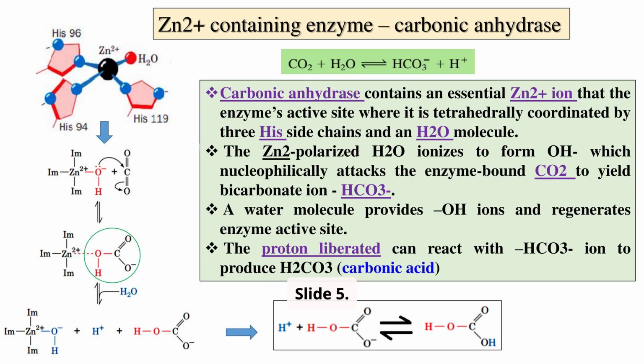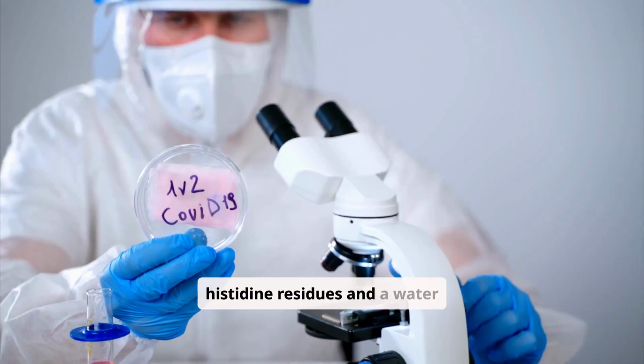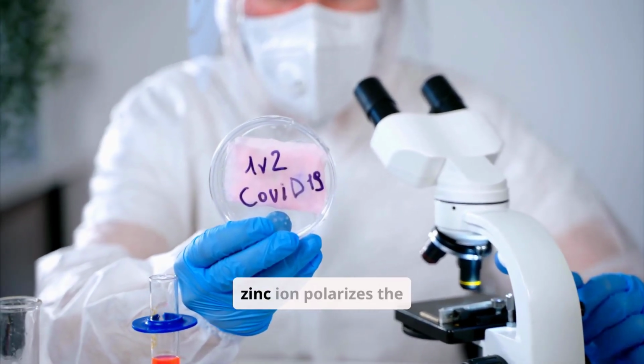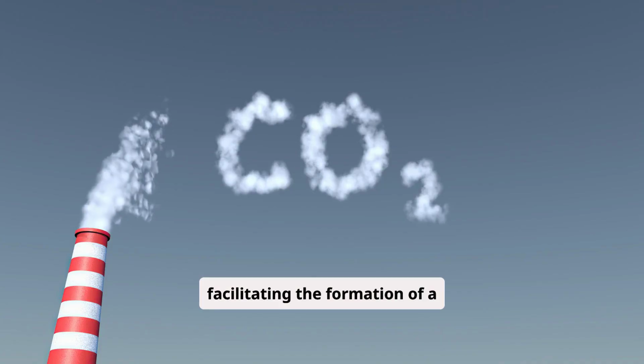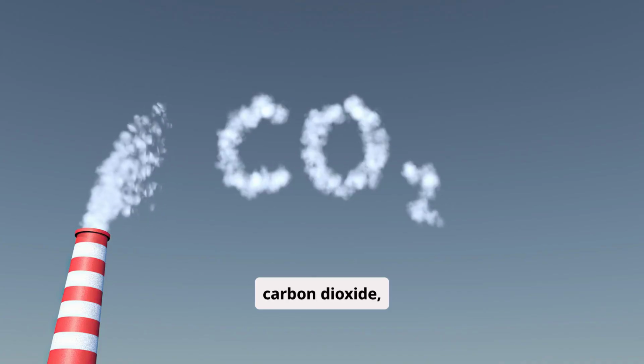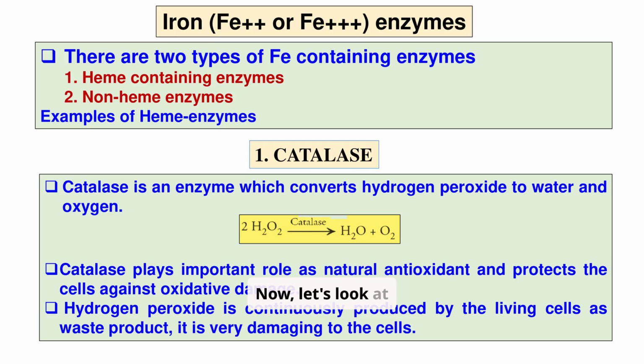Slide 5. Let's zoom in on carbonic anhydrase. This enzyme contains a crucial zinc ion at its active site, tetrahedrally coordinated by histidine residues and a water molecule. The zinc ion polarizes the water molecule, facilitating the formation of a hydroxide ion that attacks carbon dioxide, ultimately producing bicarbonate. Now, let's look at hexokinase, an enzyme assisted by magnesium ions.